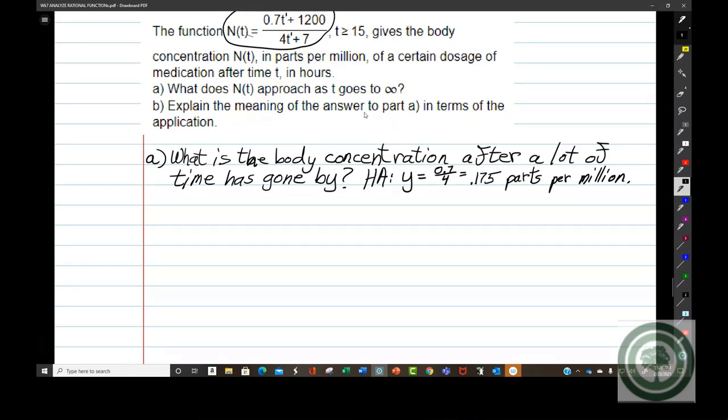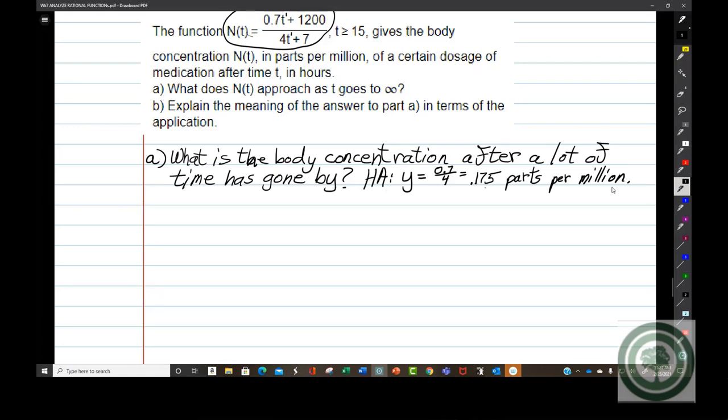Explain the meaning of the answer to part A in terms of the application. That means the context of the problem. Well, what that's telling you as a medical professional, maybe you're a medical researcher, maybe you're researching different vaccines for COVID, is that this drug is never going to disappear completely. Now, never in real life, I mean, but this is what it's going to go to. It's not going to go to zero. It's going to go to 0.175 parts per million, which admittedly is not even one part per million.